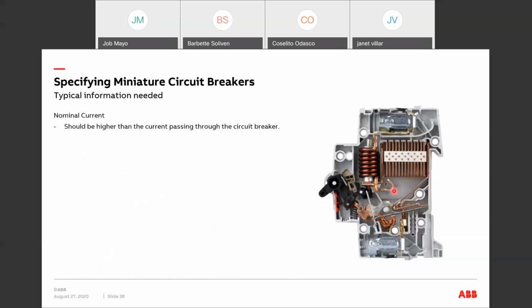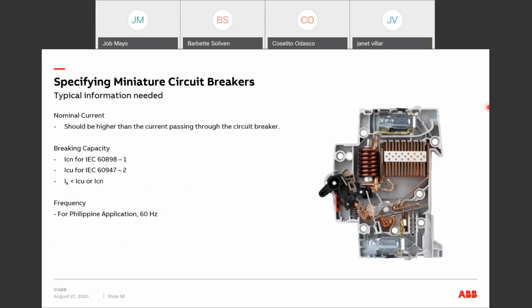So then, of course, the nominal current should be higher than the current passing through the circuit breaker. The breaking capacity should be higher than the prospective short circuit fault within the bus. So in this case, IK should be less than the ICU or ICN. And of course, for the Philippines, we use 60 hertz for frequency. So we need to check all of these in the markings of the circuit breaker.